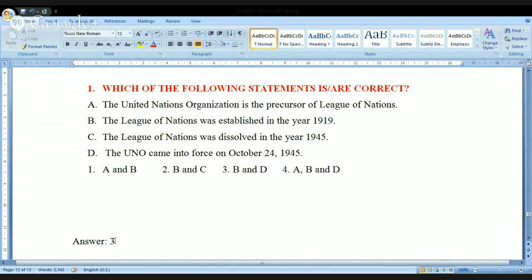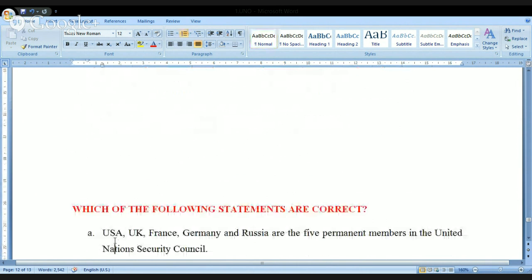League of Nations was established in 1919. We have understood, yes, it was established after the Paris Peace Conference. It was dissolved in 1946, not in 1945. And the UNO came into force on October 24th. That's the reason why B and D are correct, and then my answer should be 3. I have one more question. I will just show it to you.